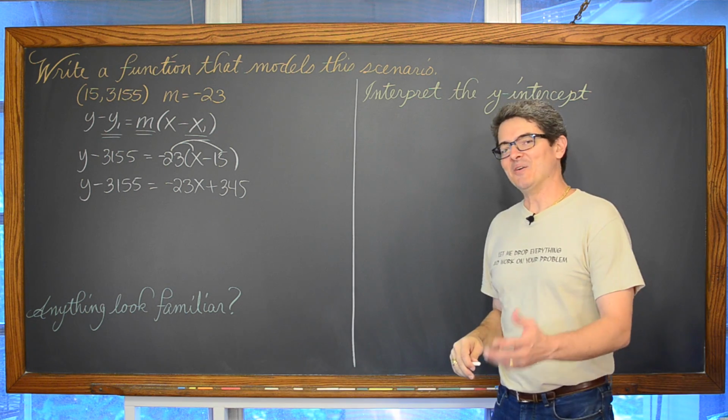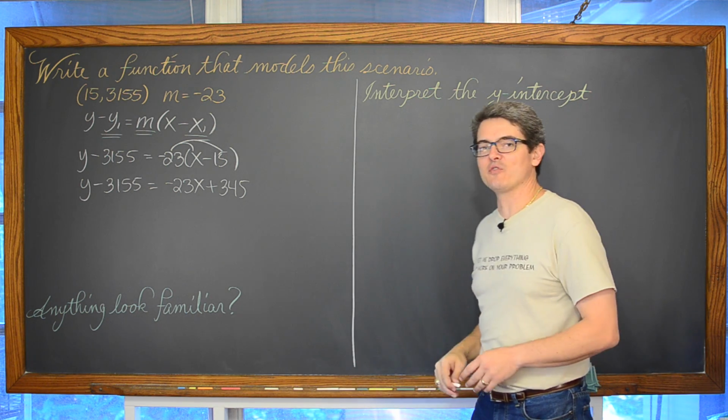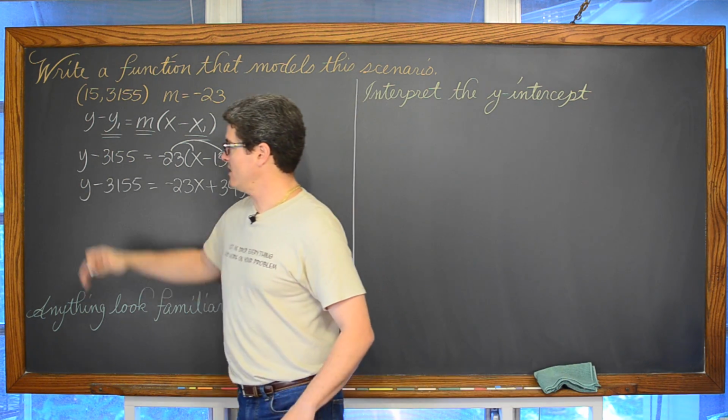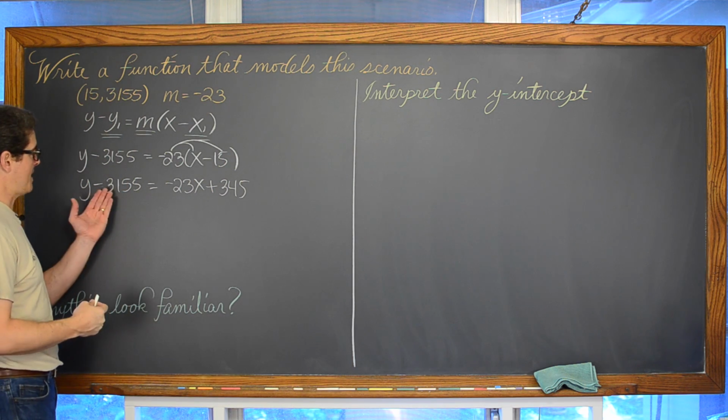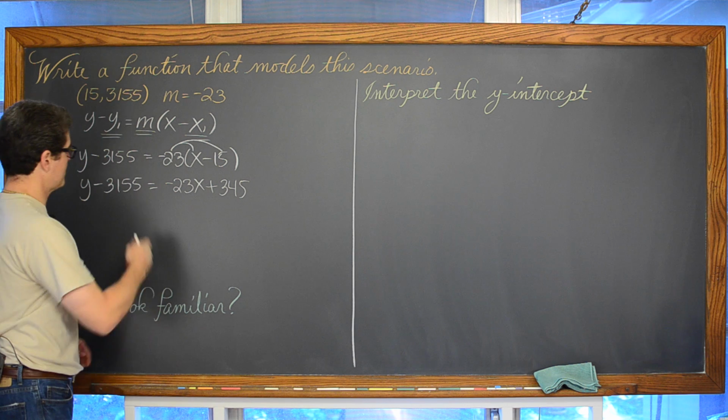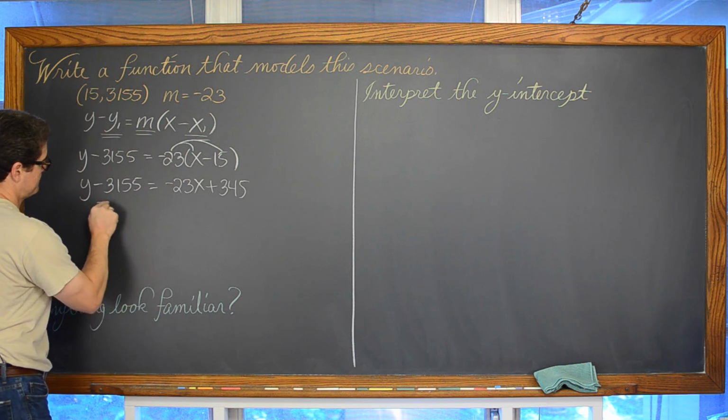Alrighty. Now, let's go ahead and continue solving for y. With the y on the left side of the equation, we have a subtraction of 3155, so we want to do the opposite of that subtraction to move it over from the left side of the equal sign to the right.